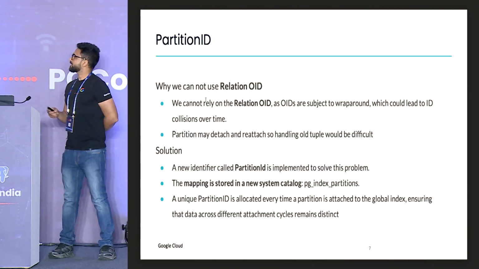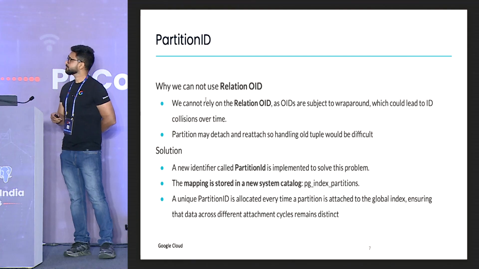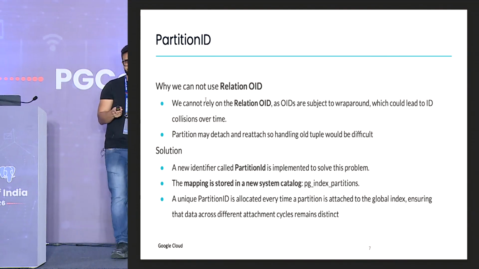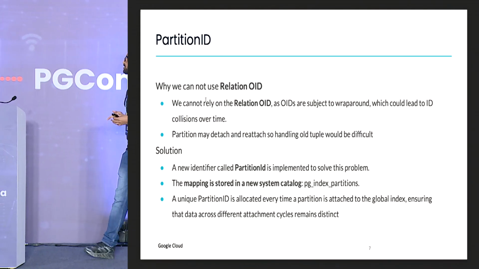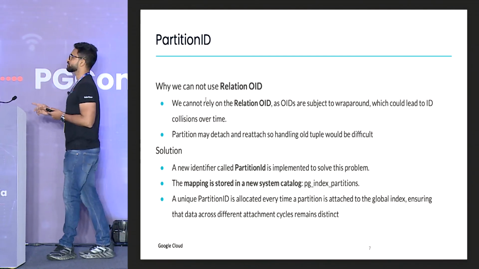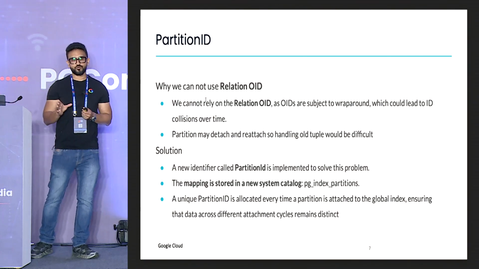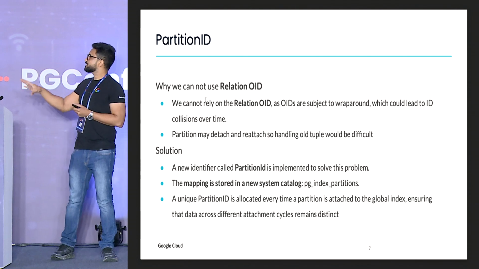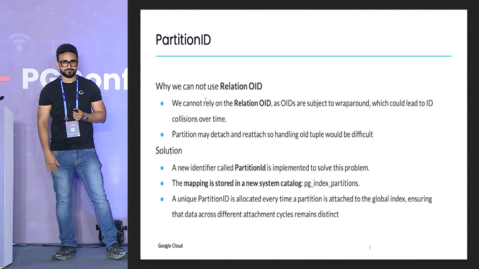So let's see, what is the partition identifier we have chosen? Ideally, we need a relation ID, right? We want a relation ID of the partition, and in that we want a TID. But we cannot use a relation OID because of the second high-level goal we talked about, that we do not want to clean up the tuple inside the global index when we are detaching or dropping the partition, right?